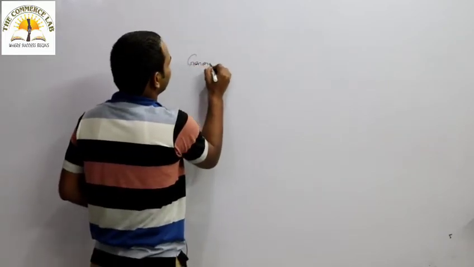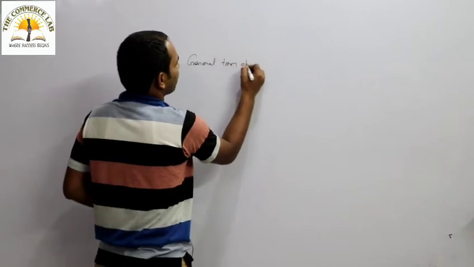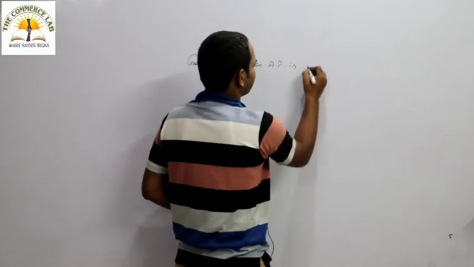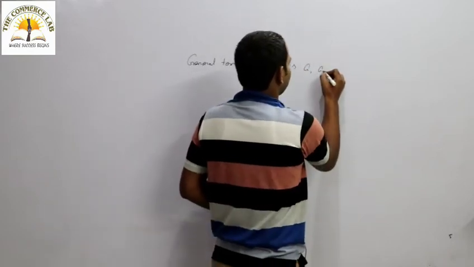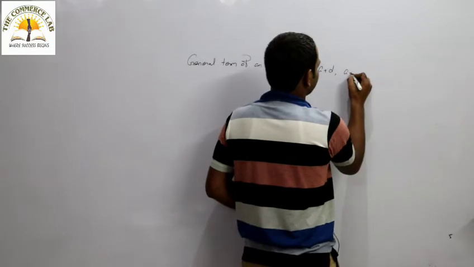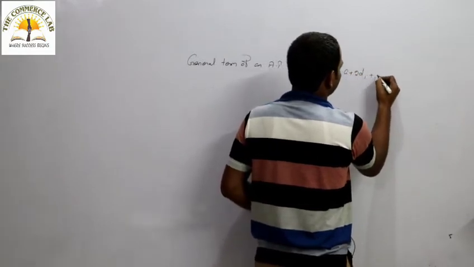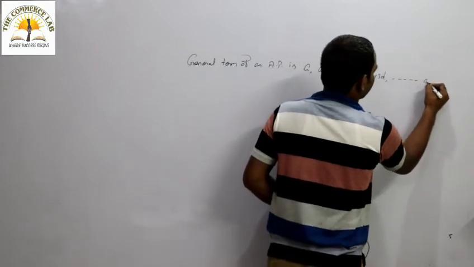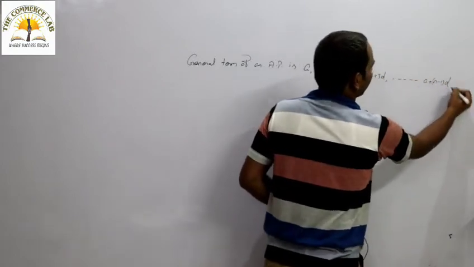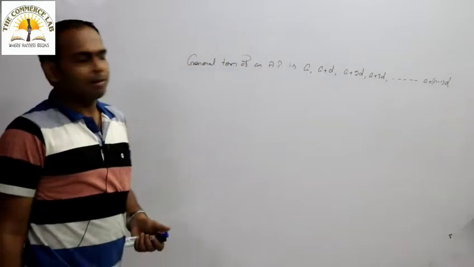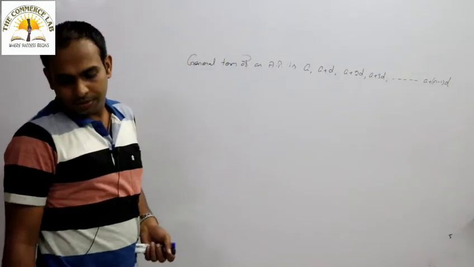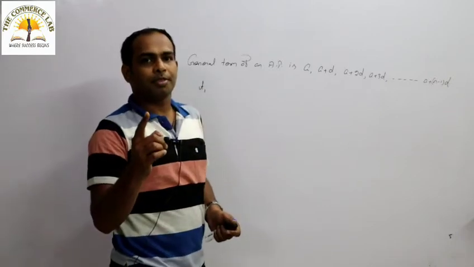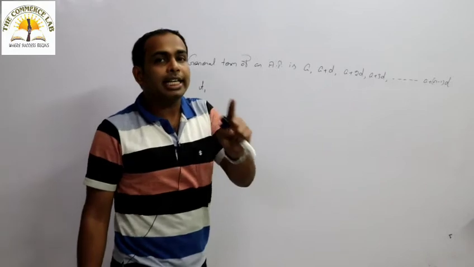So the general term of an AP is a plus d, a plus 2d, a plus 3d, up to a plus n minus 1 into d. Here the nth term of an AP is denoted as Tn.